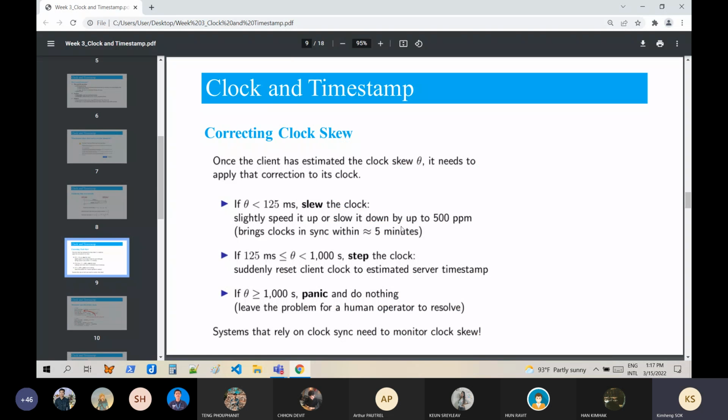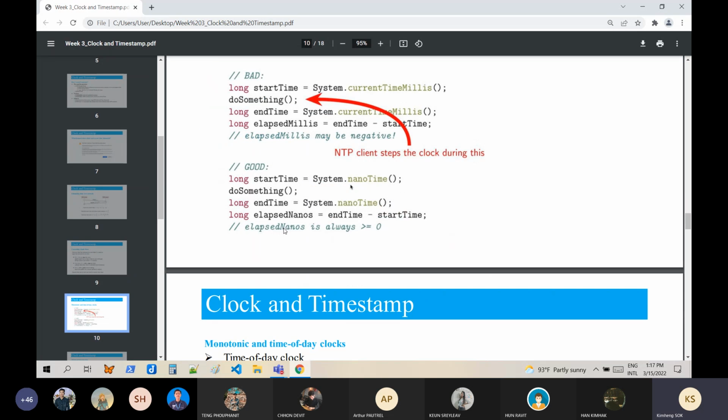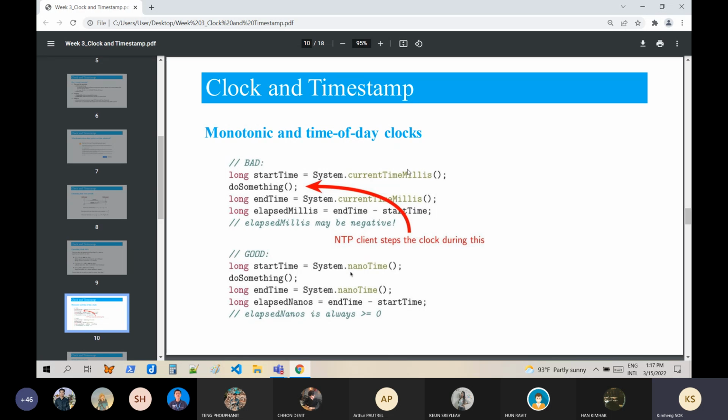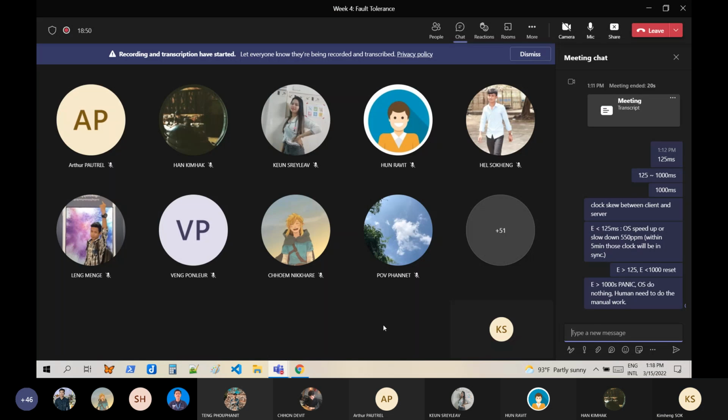So if there is an error, we have 3 steps to solve it: adjust the speed, reset the clock, and human operation to solve the problem. And the last thing that we learned last week is about the time-of-day clock and the monotonic clock. Does anybody still remember these clocks? What are epoch time and monotonic time, and what is the difference between those two?